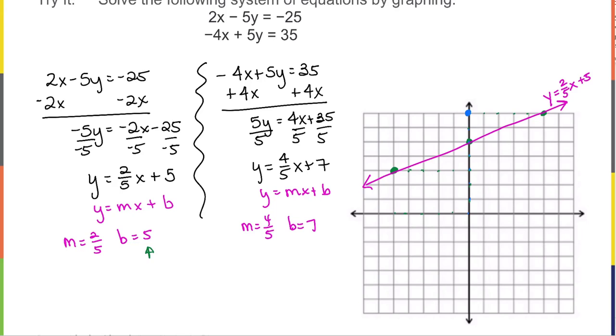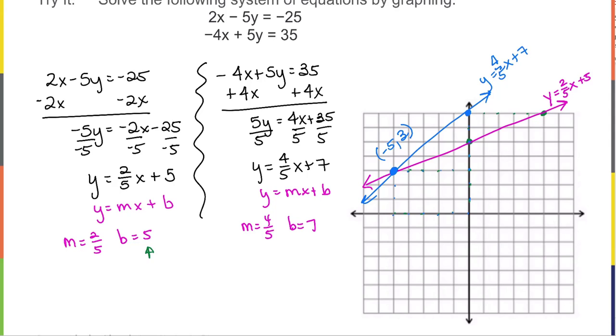So I can go the opposite direction. So instead of going up 4 and right 5, I can go down 4 and left 5. So let's see, down 1, 2, 3, 4, left 1, 2, 3, 4, 5. Oh, look at this. We can see where it crosses. Alright, so that was the equation y equals 4/5 x plus 7. And it looks like they cross here at negative 1, 2, 3, 4, 5, up 3.